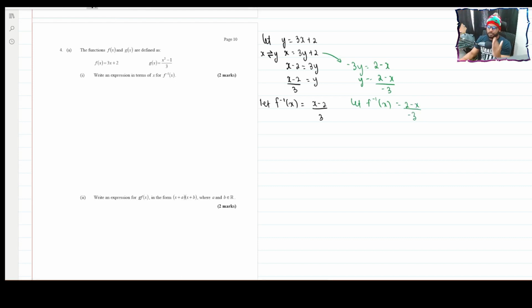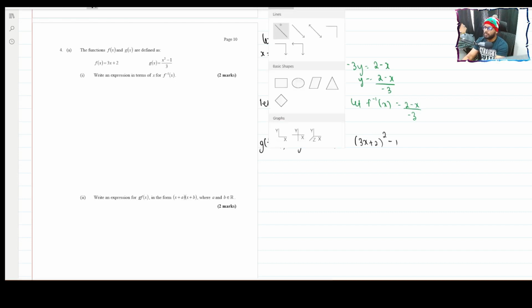Write an expression for g f of x in the form x plus a into x plus b, where a and b are real numbers. So let's go. G f of x. I like to put my whole f of x in a bracket. So I will just replace f of x with 3x plus 2, which is equal to, wherever I see x in g, I'm replacing it with 3x plus 2. So I see an x squared, so I get 3x plus 2 squared, take away 1, all over 3.